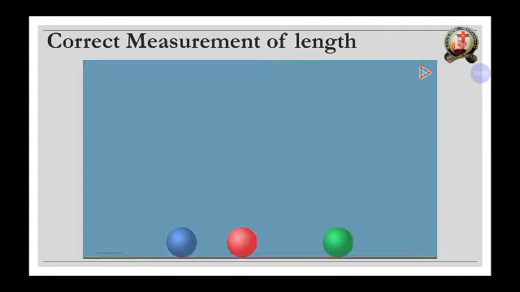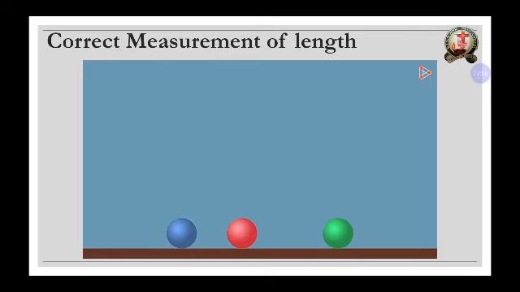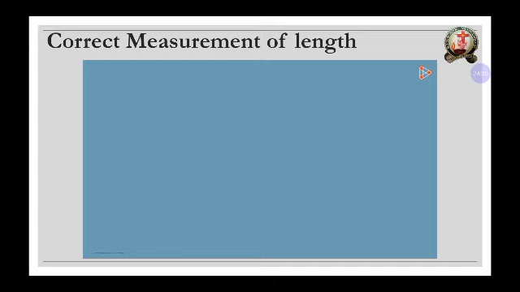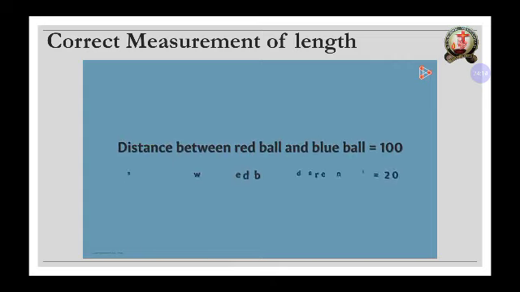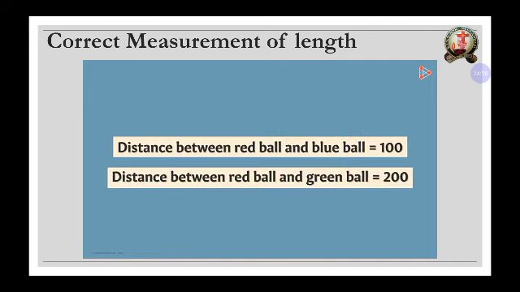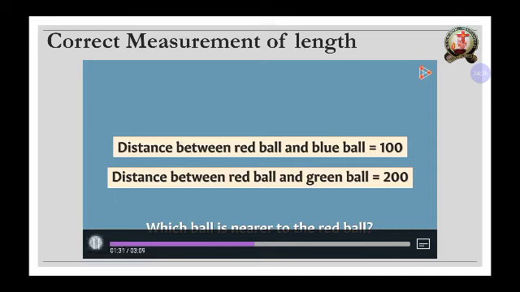Okay, now let's consider the same example but a completely different situation. Here as well, we will use the same 3 balls, but now the distances between them can be different. This time, I will not draw a picture, but instead give you only the numeric values. Suppose that the distance between the red and the blue balls is 100 and the distance between the red and the green balls is 200. This is the data that we have. Again, the same question for you. Which ball will be nearer to the red ball in this case?